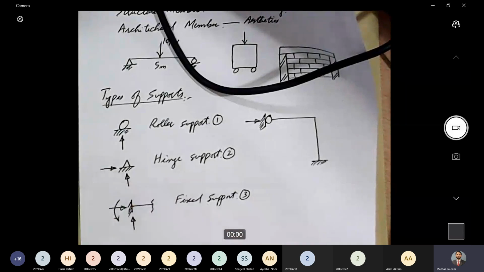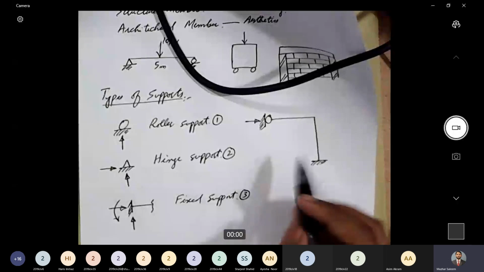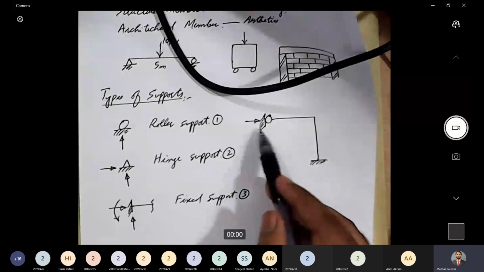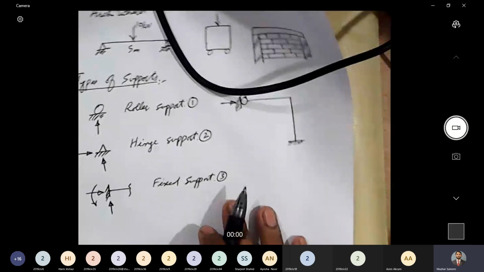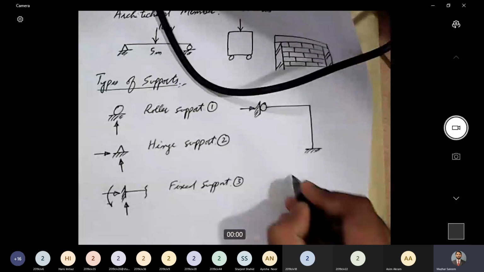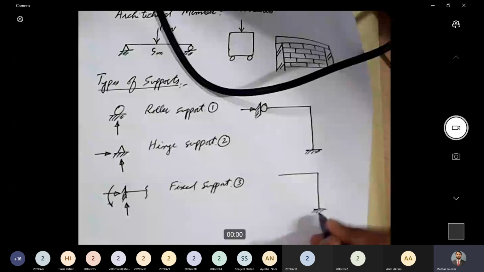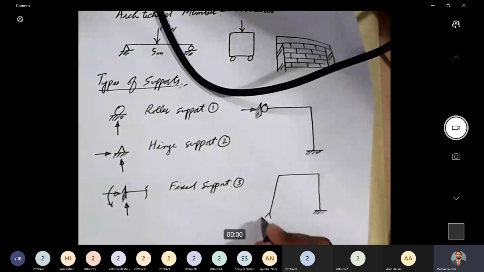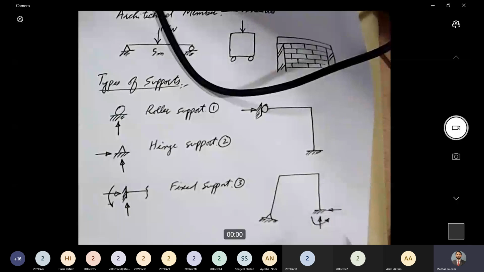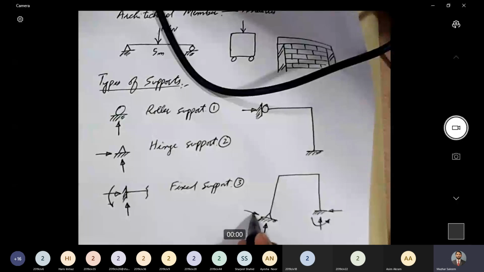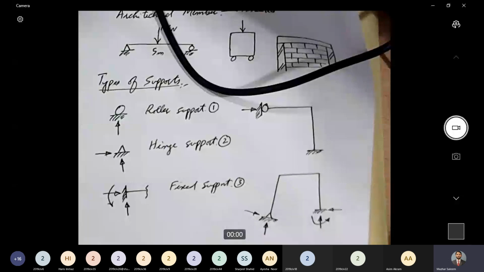And all these supports may be provided in a structure in different orientations. Sometimes a roller is provided in vertical orientation, and sometimes we have inclined members and we have supports at the end of inclined members. For example, we might have a structure like this. And in that case, we will have 3 reactions here, and we will have 2 reactions here. Now these reactions are not vertical and horizontal. These reactions are again parallel to the supporting surface and perpendicular to the supporting surface.